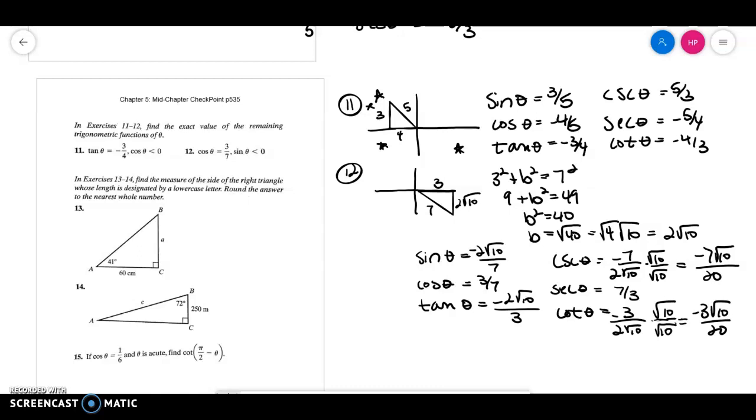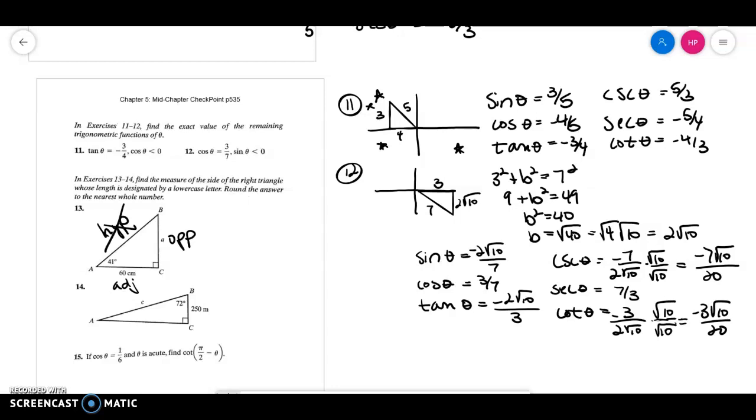So number 13. This time I don't care about all of my ratios. I just want to find the missing part. So if I look at 41 degrees, it's formed by the 60, which makes the 60 an adjacent side. And my hypotenuse isn't labeled. And then the 41 is opening up to the A, which is the opposite side. So I don't care about the hypotenuse because it's not labeled.